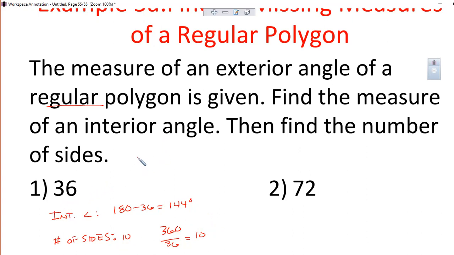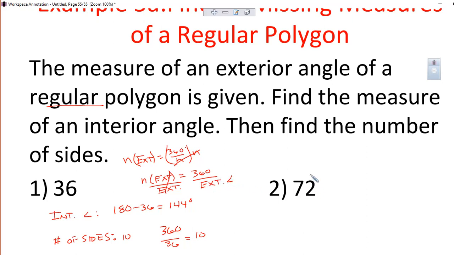Before, we said the exterior angle was equal to 360 divided by n. If I solve for n here, I multiply both sides by n. That leaves me with n times the exterior angle equals 360. And if I need to solve for n, I just divide both sides by my exterior angle. That leaves us with n equal to 360 divided by the exterior angle.